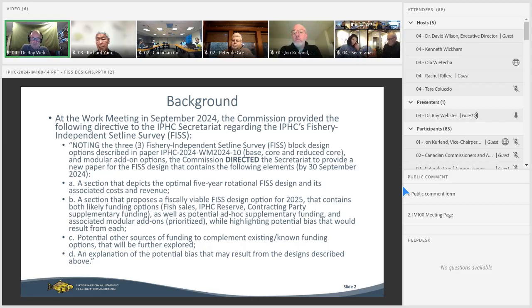It contained the following: a section that depicts the optimal 5-year rotational FIS design and its associated costs and revenue, and a section that proposes a fiscally viable FIS design option for 2025. I won't read all the text. Potential other sources of funding to complement existing known funding options that we further explored, and an explanation of the potential bias that may result from the designs described above.